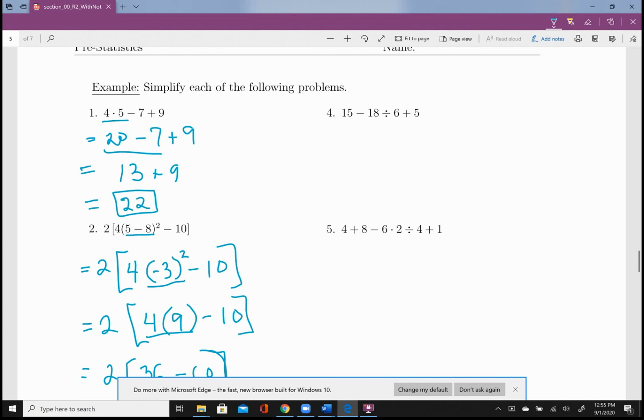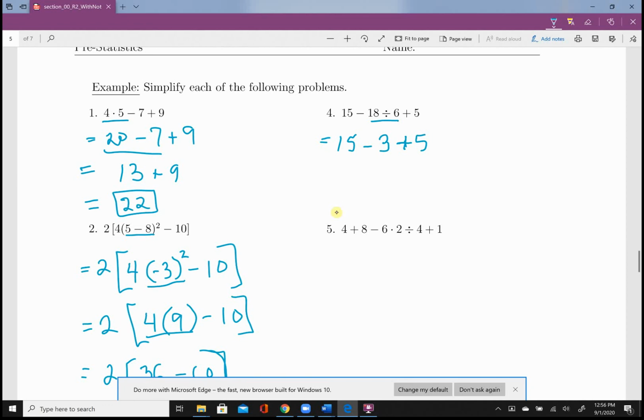Okay, looking at number 4, the first operation we should perform here is the division. That'll yield 15 minus, what's 18 divided by 6? That's 3 plus 5. So notice I didn't say what's negative 18 divided by 6, okay? This symbol right here, I am treating it like subtraction, and subtraction is something that you don't do until all of the multiplication and divisions are done first, okay?